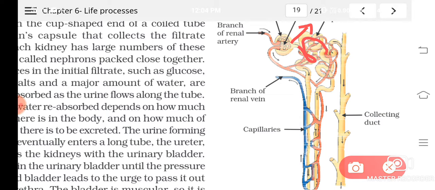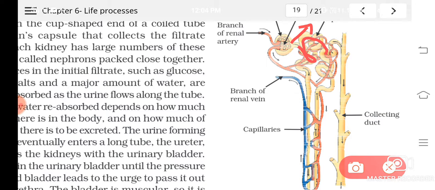Understood? As it moves down through the tubular part, 2 more processes are there, that is tubular secretion and tubular reabsorption. These 3 processes help in forming what? The urine. What are they? Ultrafiltration, then the second is tubular reabsorption, and the last is tubular secretion. These are the processes by which urine is formed. First is ultrafiltration.